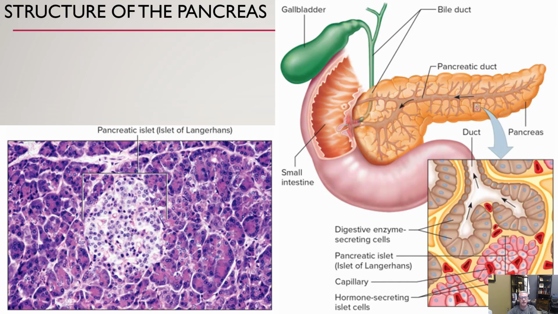So here you can see the pancreas, and it's going into the small intestine. Here you can see the islet cells.